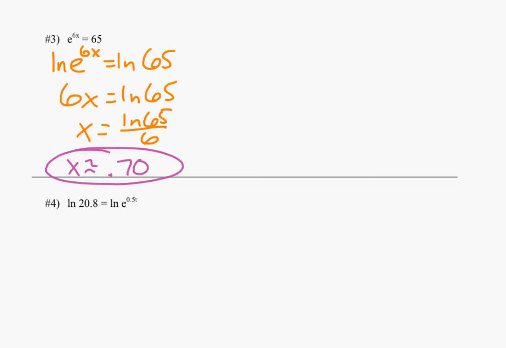Number 4, if you notice, there's already a natural log there, and if you look on the right side, there's a natural log and the base is e. So this whole right side just simplifies to the exponent of 0.5t. So the left side stays the same. To get t by itself, divide both sides by 0.5 or multiply both sides by 2. That's what I'm going to do because I don't like divide by a decimal. It's the same thing though. That's the exact answer. Your approximate answer, 6.07.